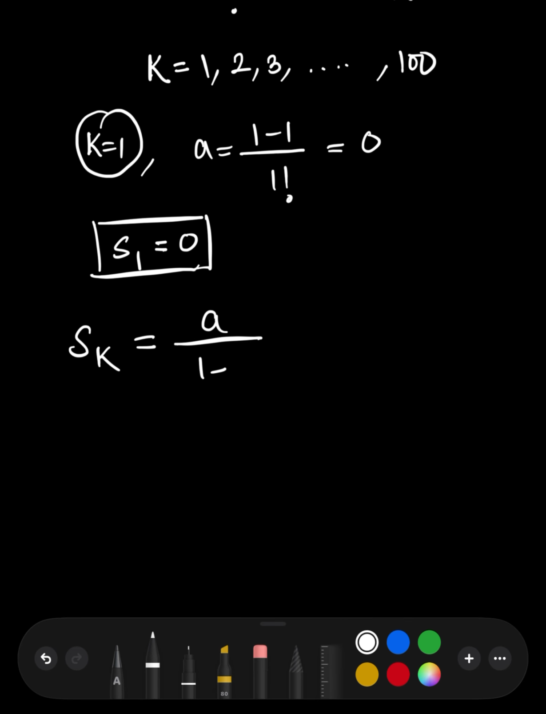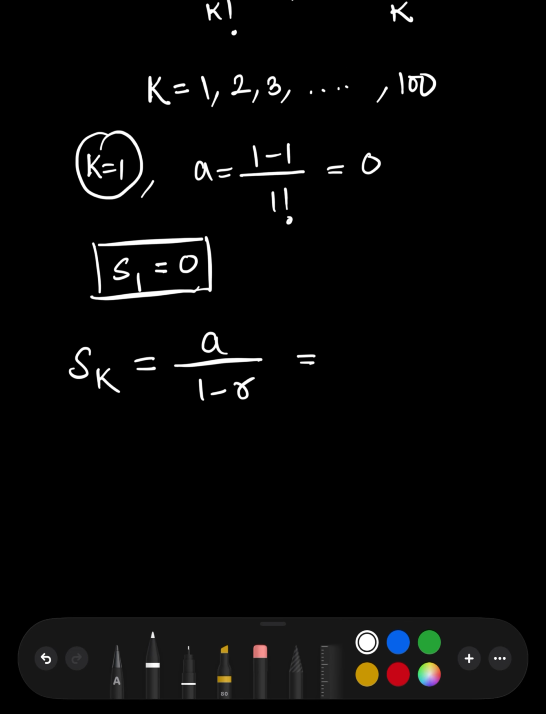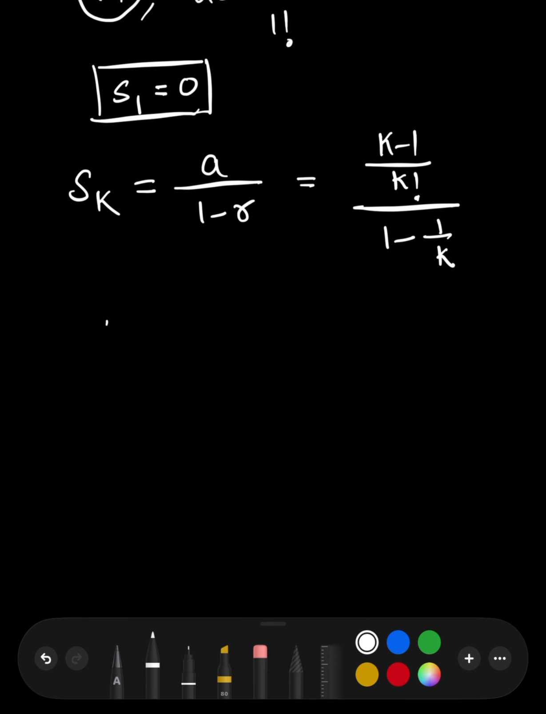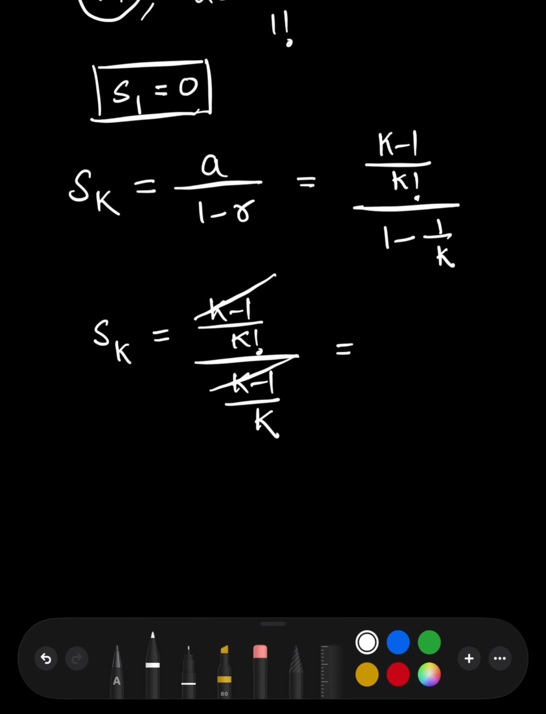Then I just want to find S_k, that is a by (1 minus r), because that is the sum of an infinite series. What is a? That is (k minus 1) by k factorial, whole divided by 1 minus 1 by k. So S_k equals (k minus 1) by k factorial, whole divided by (k minus 1) by k. So that k minus 1 gets cancelled. So clearly it is k by k factorial.